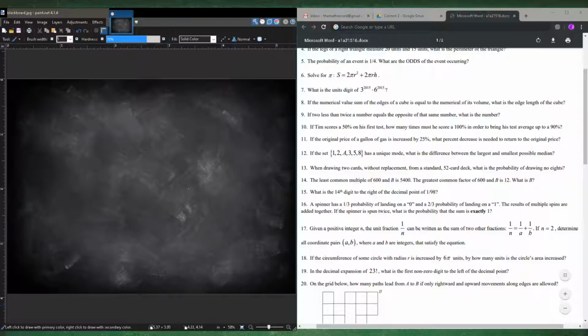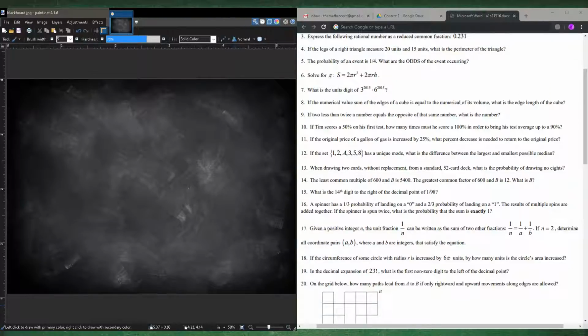Question 15. What is the 14th digit to the right of the decimal point of 1 divided by 98? This is just a really much trial and error. I can't really think of a faster way to do this. So let's put 1 here. 1 divided by 98, you can't do it, so drop another 0. You can't do this either, put another 0.